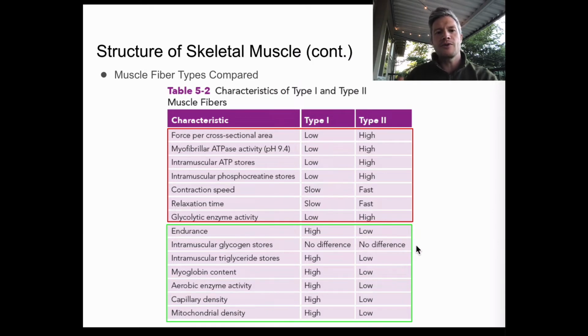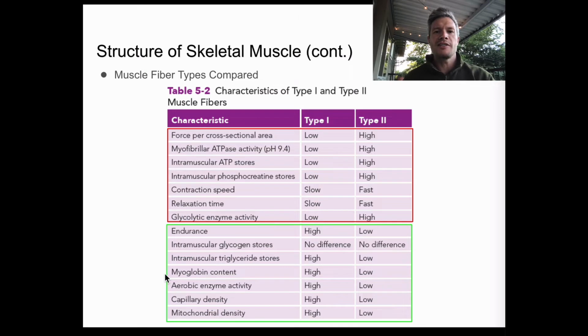Intramuscular glycogen stores, if you recall, both systems really need glucose readily available in the muscle, so there's no difference between type 1 and type 2 on that metric. But type 1 being aerobic, we see a greater amount of triglycerides. If you recall, that's from fats, and that's how we get our large stores of oxidative metabolism.